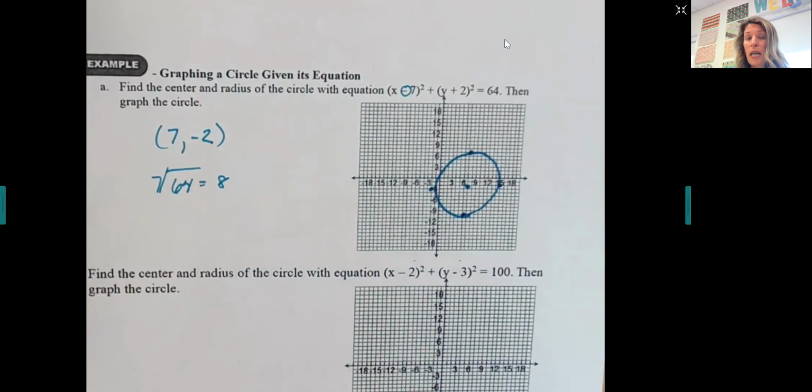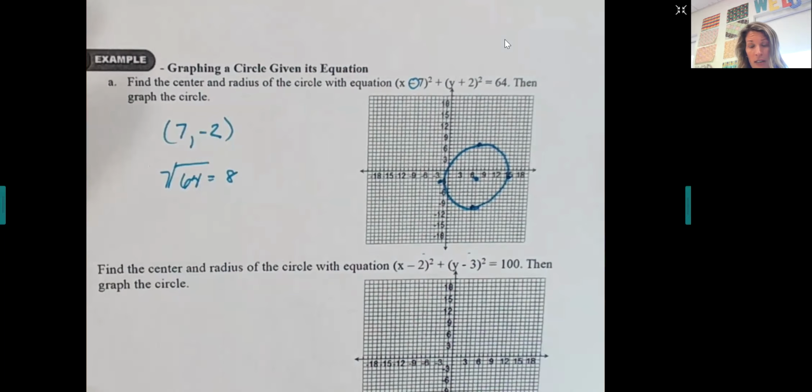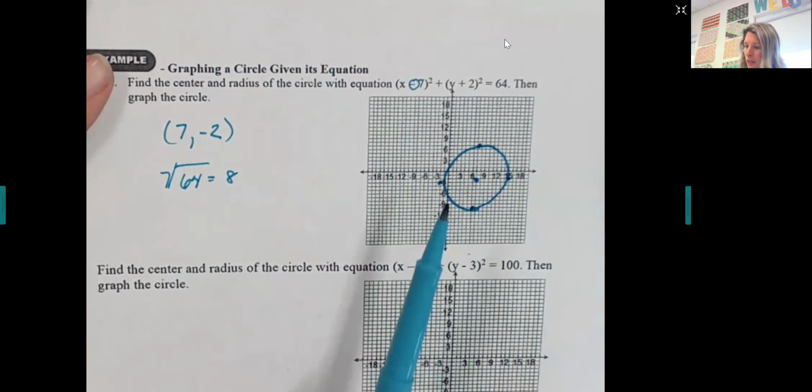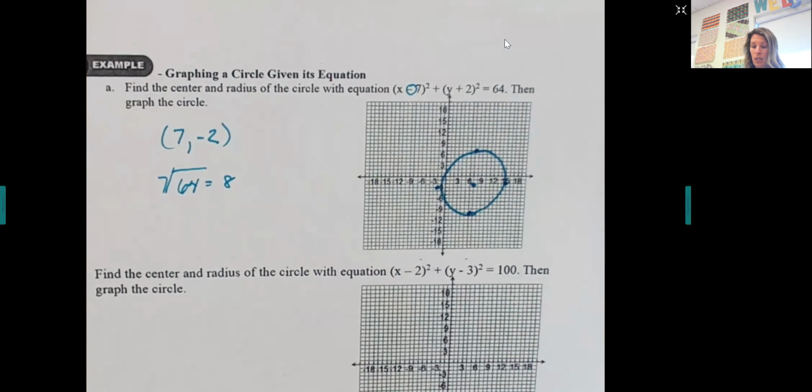So what you should notice is you should be able to find your center now. You should have been able to find the radius. Once I plotted the center, I did it in the X direction and in the Y direction. You are now going to plot this next one on your own, and then you're going to compare it to mine.